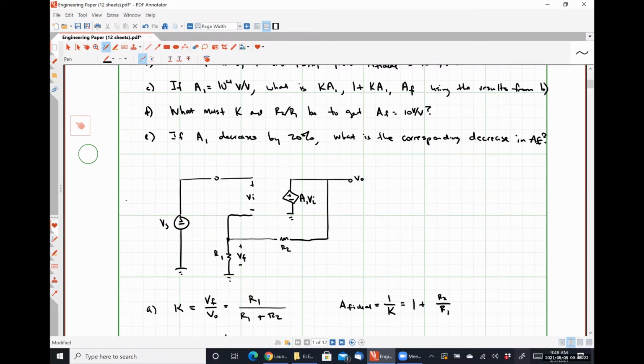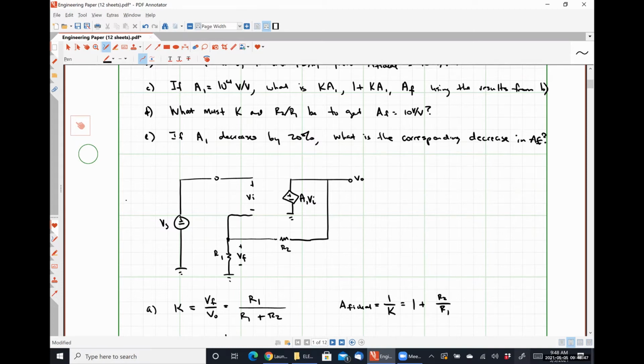So we're changing our open loop gain by 20%. So we're lowering it from 10,000 to 8,000. That's a pretty appreciable decrease. Ballpark, what do you guys think is going to happen to the closed loop gain? It's going to decrease for sure. By how much do you think? Just make a wild guess.